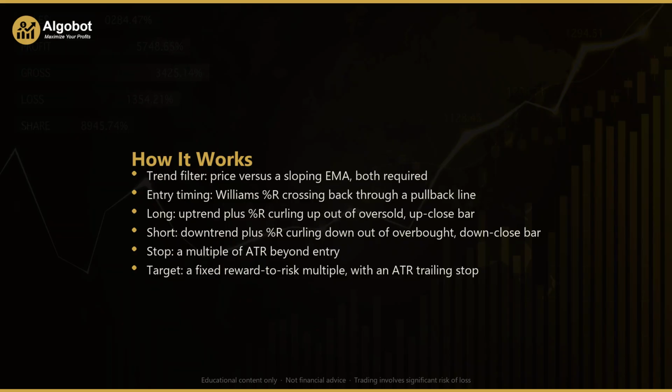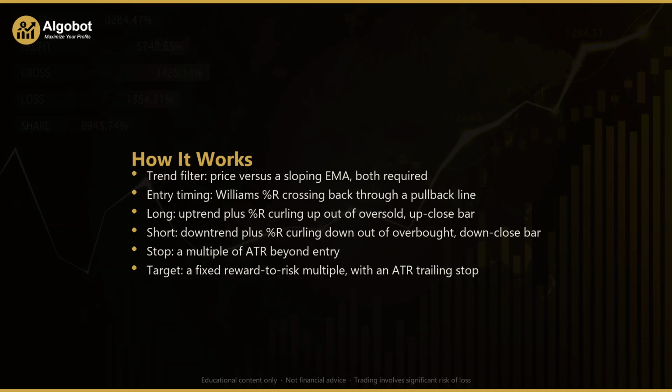In a downtrend, the oscillator pokes above the overbought line, then curls back down through it, and the signal bar closes lower than it opened. The oversold and overbought lines both come from a single pullback depth setting, which keeps them symmetric. With the default depth of 20, the oversold line sits at -80 and the overbought line at -20.